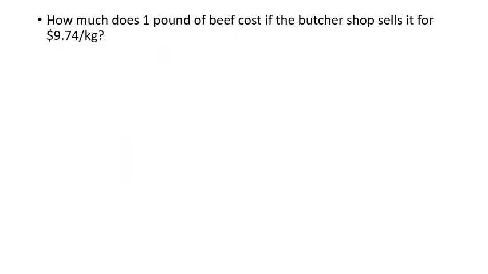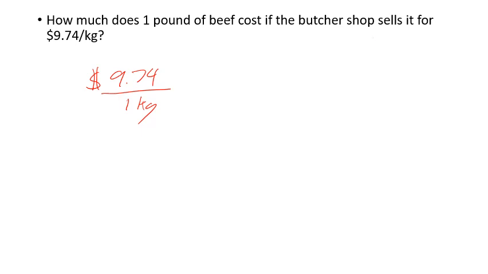Now, here's the next question right here. How much does 1 pound of ground beef, just beef, cost if the butcher shop sells it for $9.74 per kilogram? So again, I have my thing right here, and it says 9.74 over 1 kilogram of beef.